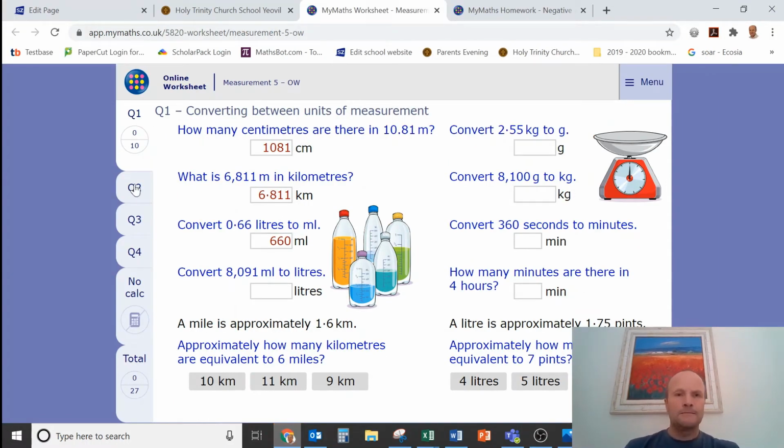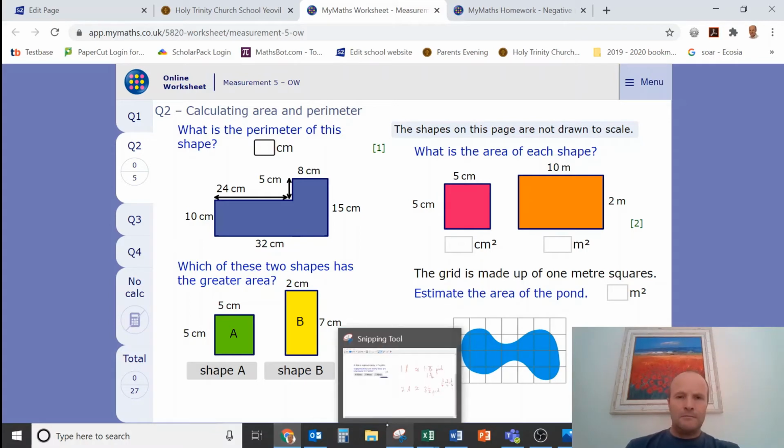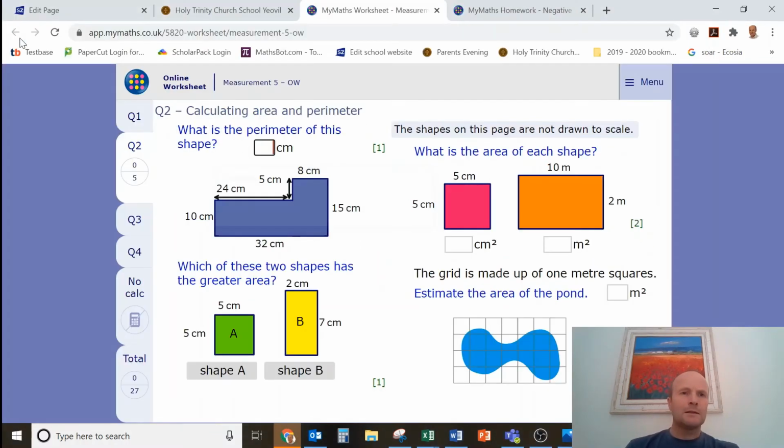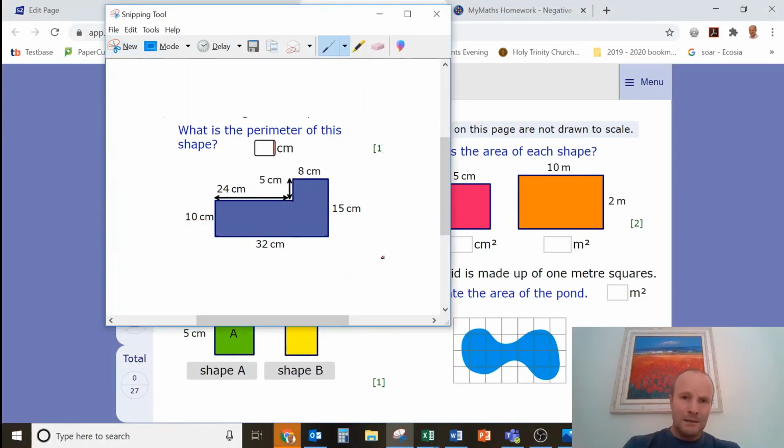Question 2. Perimeters, distance round a shape. Important we remember that definition. So perimeters are always measured in centimetres or metres, inches or something. We mark where we want to start, and it is the distance around. So 15 plus 32 plus 10 plus 24 plus 5 plus 8 would be the perimeter.